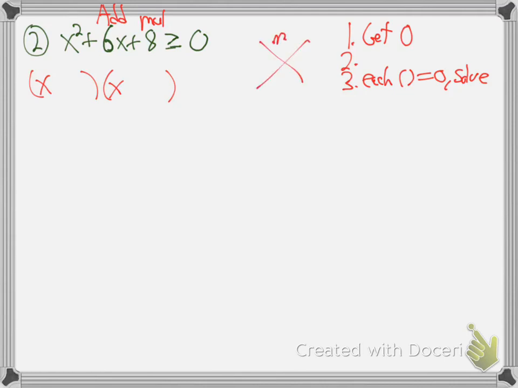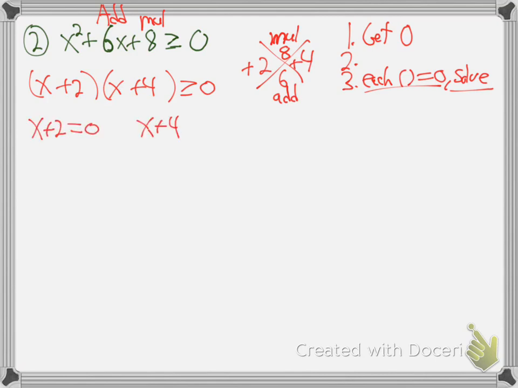What two numbers multiply to be 8, add to be 6? What times what is 8? 2 and 4, both positive, right? Multiply to be 8, add to be 6. Plus 2, plus 4. Okay, we good there? And now each one equals 0 and solve. So even though it says greater than or equal to 0, we set each one equal to 0. We change to equals. Solve. Move that over. Move that over. -2, -4.